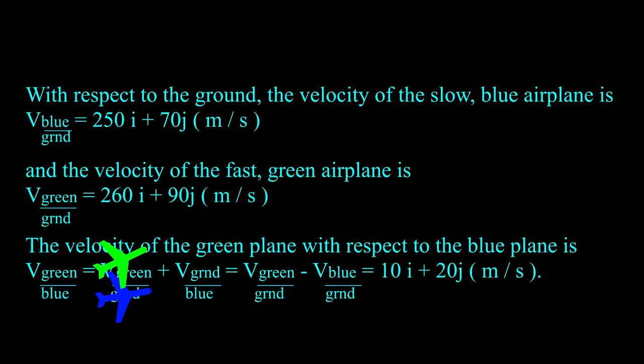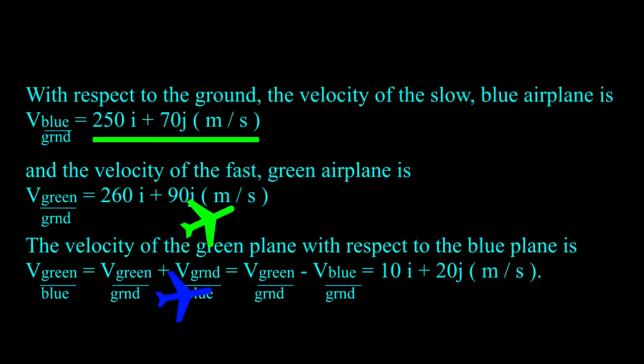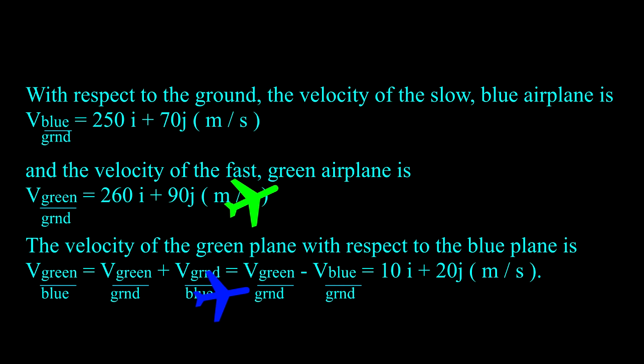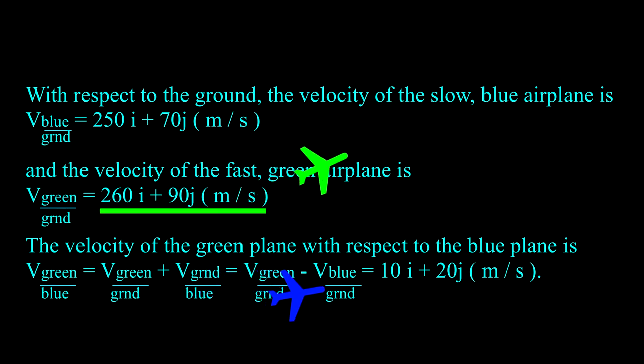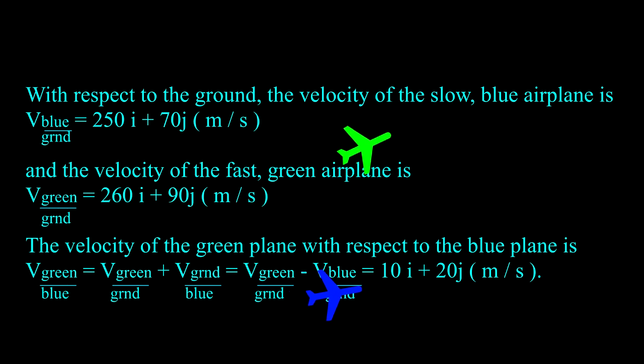With respect to the ground, the velocity of the slow blue airplane is 250 i-hat plus 70 j-hat, and the velocity of the fast green airplane is 260 i-hat plus 90 j-hat meters per second. The velocity of the green plane with respect to the blue plane is found by first lining up the subscripts as if they could cancel, ground over ground, and then negating this one to get 10 i-hat plus 20 j-hat meters per second.